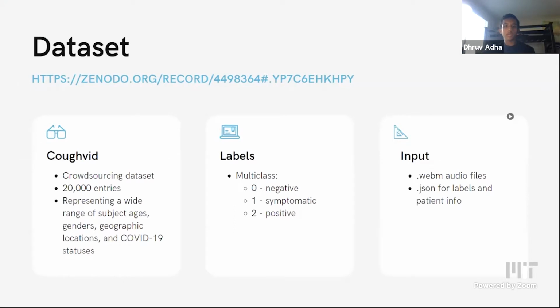Our first step to solve our problem was to find a dataset. The dataset that we found is called Coughify, which is a crowdsourcing dataset containing 20,000 entries of different coughs. Coughify has little to no bias since it represents a wide range of subject ages, genders, geographic locations, and COVID-19 statuses. Each of the 20,000 entries comes with its own label, either 0 for negative for COVID-19, 2 for positive for COVID-19, or 1 for symptomatic, which means there are some symptoms of COVID-19, but the patient doesn't necessarily have COVID-19. For our inputs, the sound files were in the WebM format, and the labels that came with the cough files were in the JSON format.